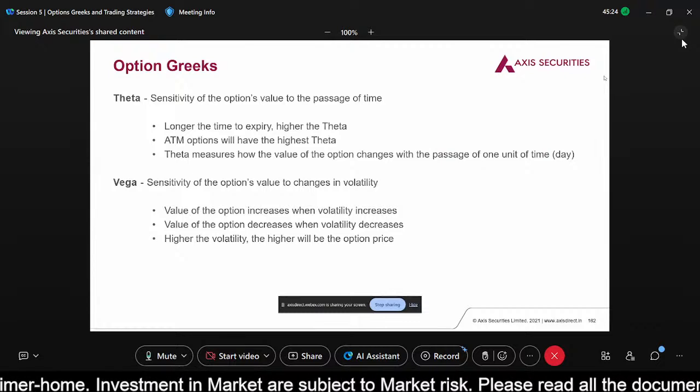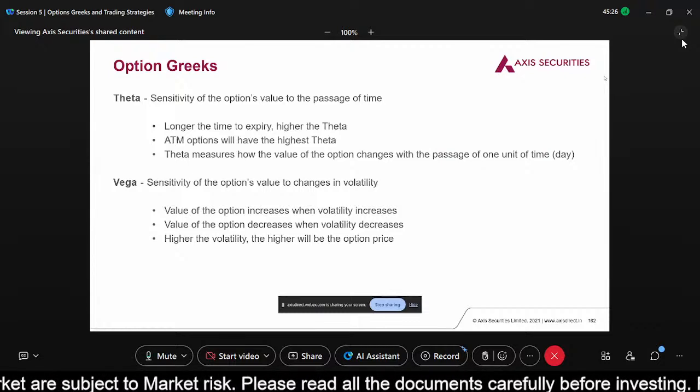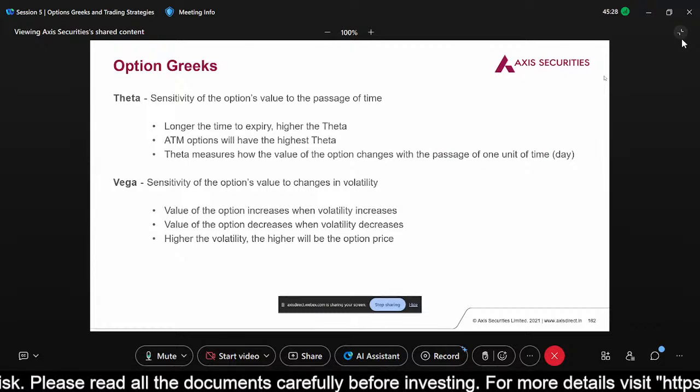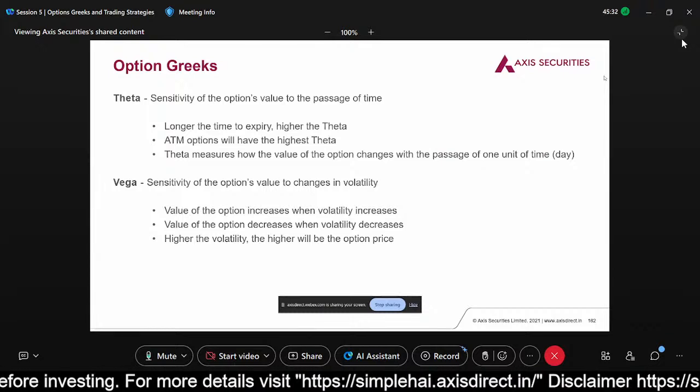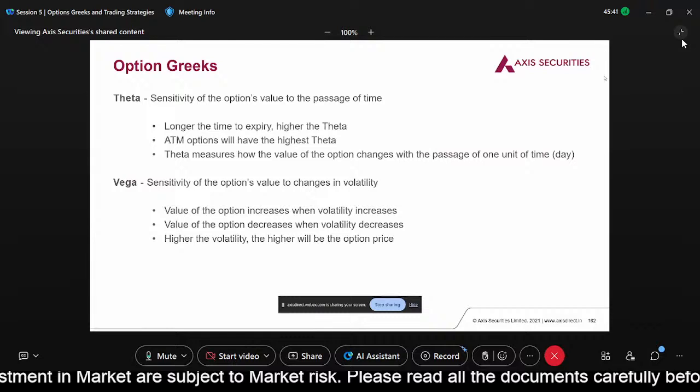Sometimes the theta might be higher. So far dated options will have higher theta. Expiry आज है, उसका theta will be lesser. Expiry 10 दिन बाद है, उसका theta higher होगा, same strike, factor because of which the price difference happens.